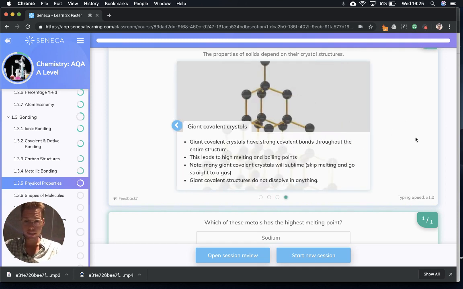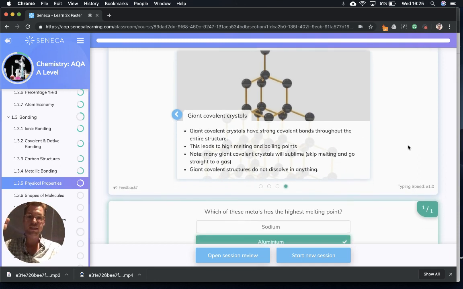What are we going to cover next? Boom, giant covalent crystals. Giant covalent crystals have strong covalent bonds throughout the entire structure. This leads to high melting and boiling points. Note, many giant covalent crystals will sublime, which is when you basically skip melting and go straight to a gas. You've got like, honey, I have no time to be a liquid. I am going from a solid to a gas. Do not pass go, do not collect $200.